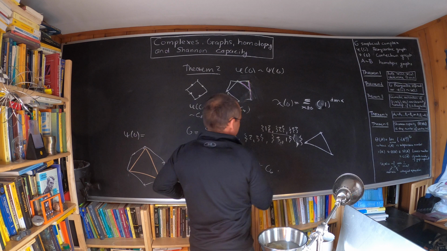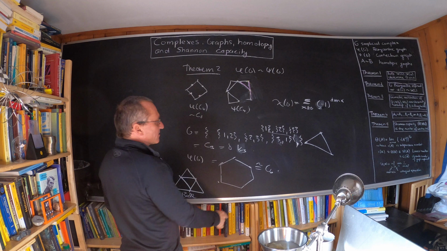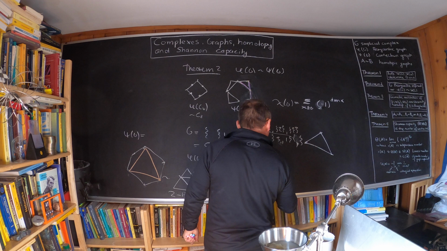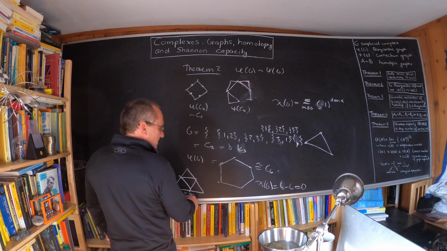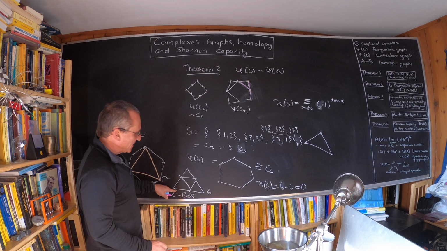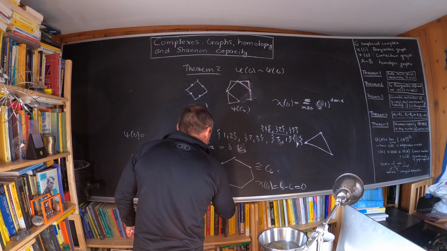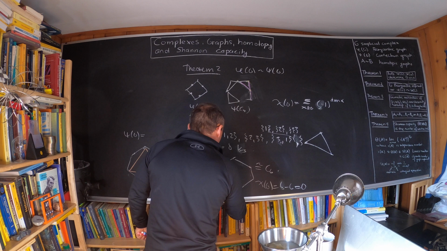Which is, in this case, just the number of vertices minus the number of edges, right? The number of edges are counted negatively. So the Euler characteristic of this is equal to 6 minus 6, which is zero. That's what all circles have as Euler characteristic. While this one has 1, 2, 3, 4, 5, 6 zero-dimensional parts, 1, 2, 3, 4, 5, 6, 7, 8, 9 one-dimensional parts, and then 1, 2, 3, 4 two-dimensional parts. That's the Euler formula.